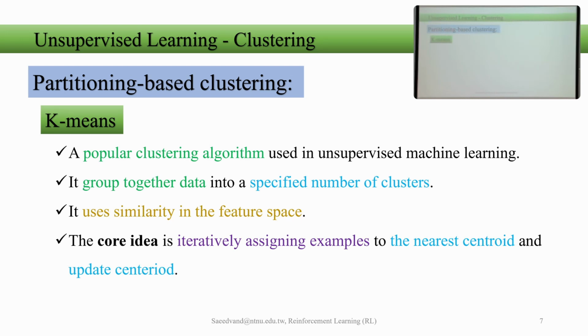For partitioning-based clustering, we have K-means. K-means is similar to the concept that we had in KNN, K nearest neighbor, but those are totally different techniques. In K nearest neighbor, we had labeled data, but here we don't have labeled data. Let's see what it is going to do. It is a popular clustering algorithm that is unsupervised and tries to group the data into a specific number of clusters, with the same objectives as unsupervised learning that I explained to you.